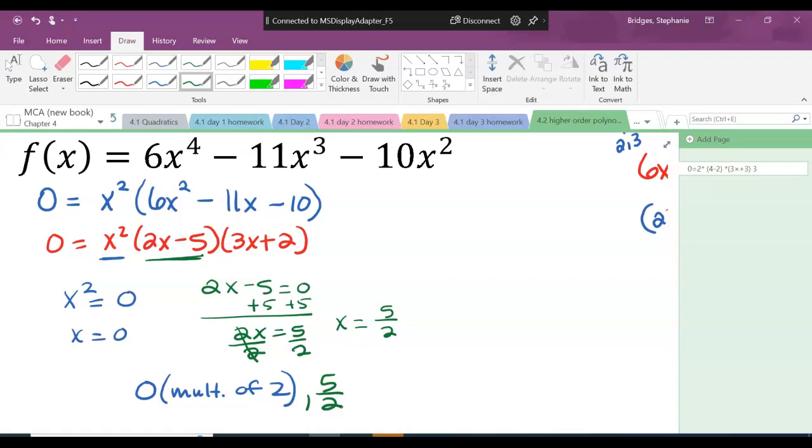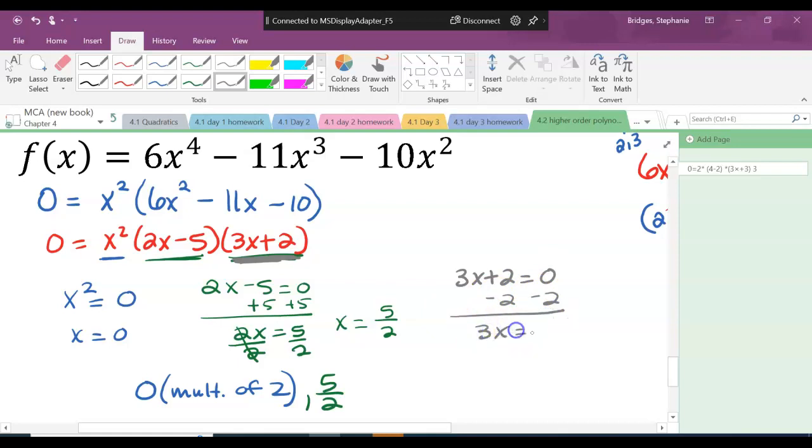And then we're going to do the same thing again, but this time with a 3x plus 2. Oops, I meant to change colors there. 3x plus 2. We're going to do the same thing. Set it equal to 0. We're going to solve that for x. We're going to subtract our 2. We're going to divide by 3. And I get another fraction, and that fraction is negative 2 over 3. Do I have a total of 4 answers? Yeah.